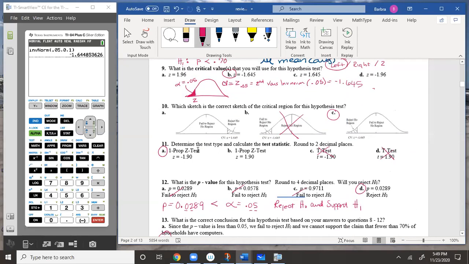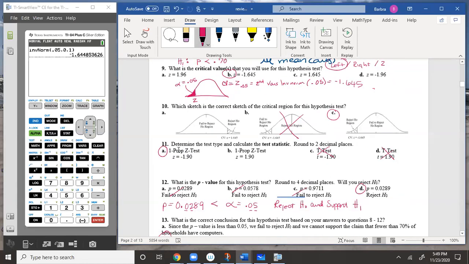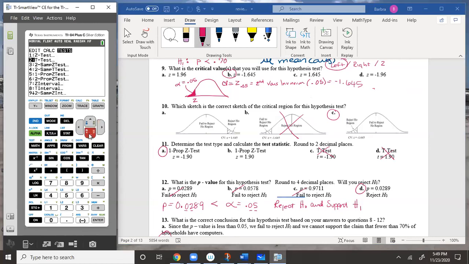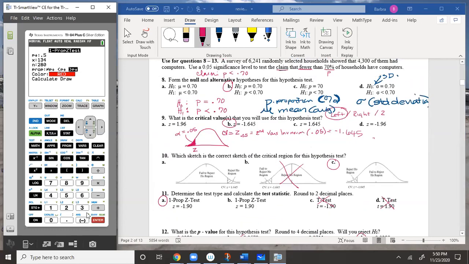All right, so determine the test type and calculate the test statistic. All right, since this is about a proportion, the test type is a 1 proportion z-test. Now we're going to use the calculator to find this program. Hit stat test and go down to 1 proportion z-test, which is number 5 on my calculator. P naught is the proportion in your claim. So let's go back up here. The claim is 70%, so this is 0.70.